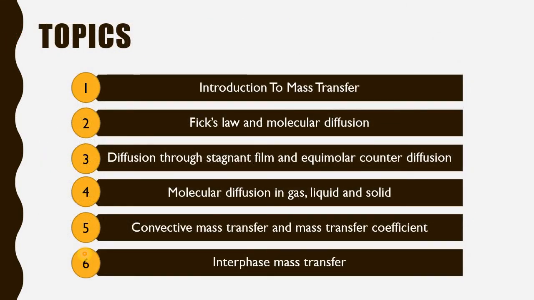So in this chapter 1, we have 6 topics. First topic will be on the introduction to mass transfer. Second, on the Fick's law and molecular diffusion. Third, on diffusion through stagnant and equimolar counter diffusion. So we will have 2 types of diffusion, in stagnant film and also equimolar counter diffusion. Number 4, we will learn on molecular diffusion, gas, liquid, and solid. Number 5, convective mass transfer and mass transfer coefficient, and last, we will learn on interface mass transfer.